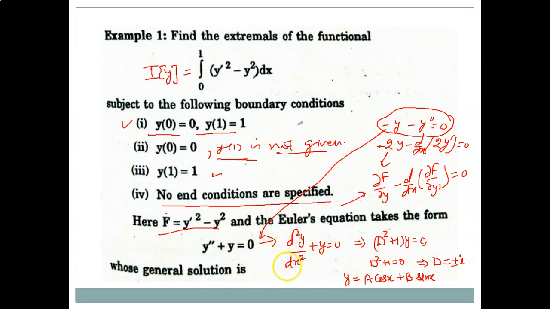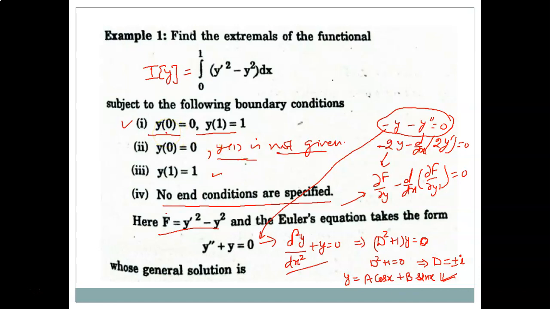Or you can simply write this in symbolic form: (D squared plus 1) y equal to 0, so the auxiliary equation gives D equal to plus or minus i, and the general solution is given in this form. Now in this general solution, we have two unknown constants A and B, and these constants are to be determined from the boundary conditions.